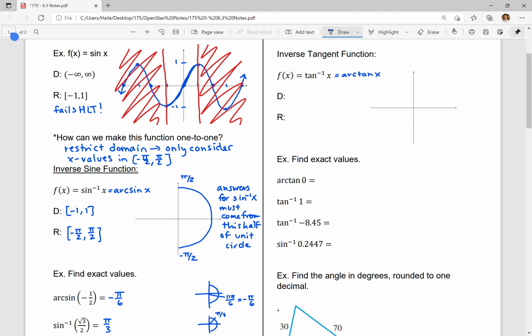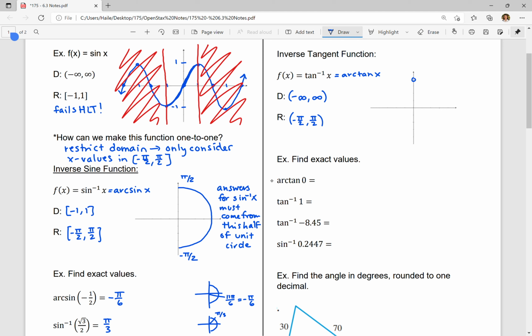Inverse tangent is a little bit nicer than the other two because we don't have to worry about what numbers we're plugging in. So for inverse tangent, we can actually plug in anything we want. But our answers have to come between -pi over 2 and pi over 2. So it's similar to arc sine or sine inverse.